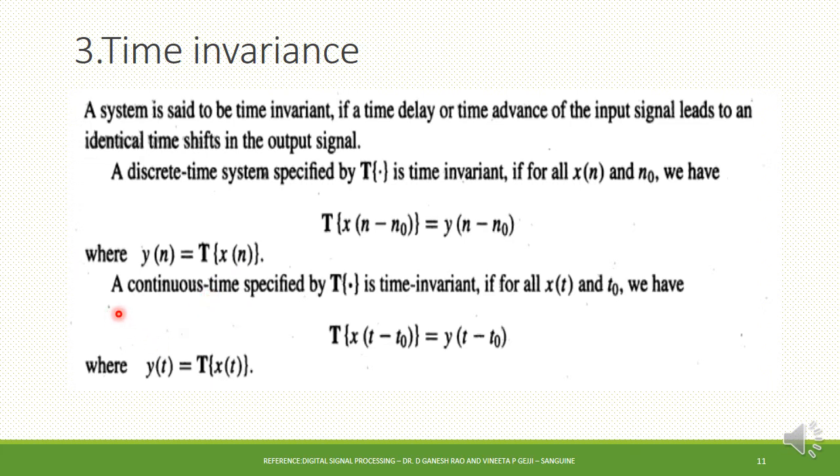The same thing if we apply for the continuous time signal, then what happens? x of t and t naught. This is x of n and n naught for your discrete time system, whereas x of t and t naught is for your continuous time signal. The same thing is that T of x of t minus t naught is equal to y of t minus t naught, where y of t is equal to T of x of t.